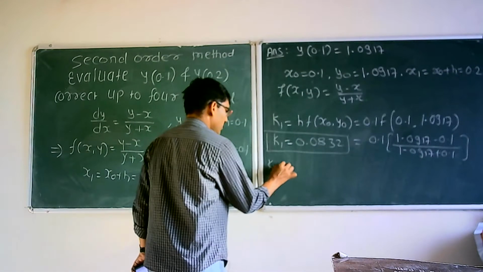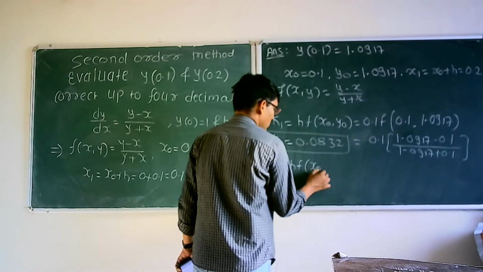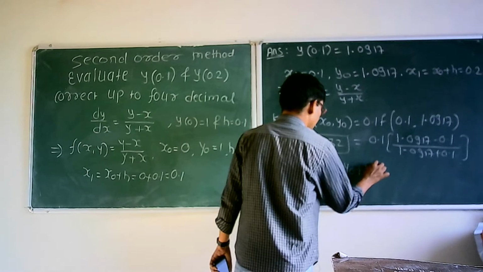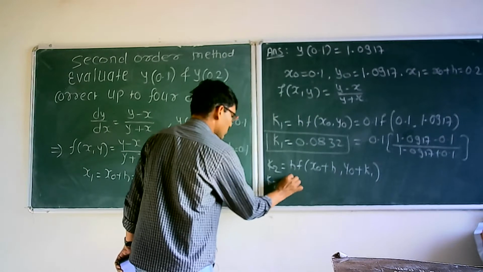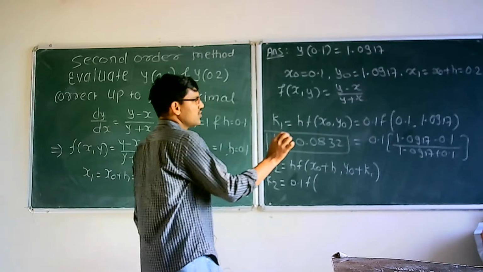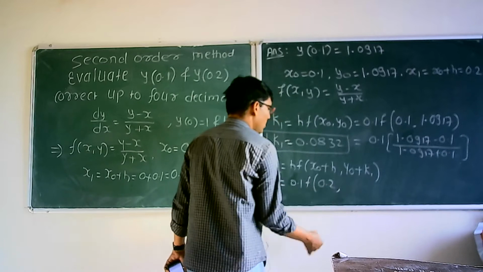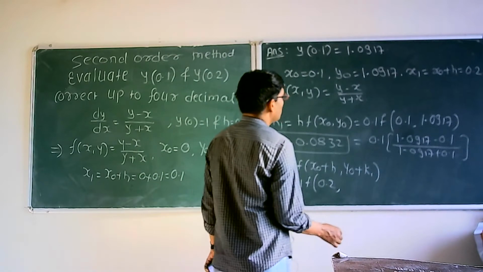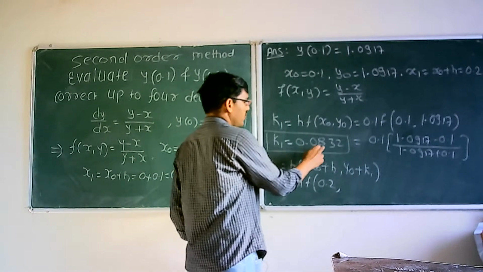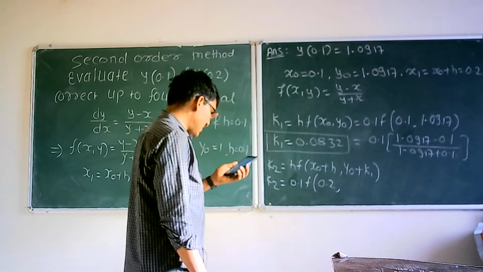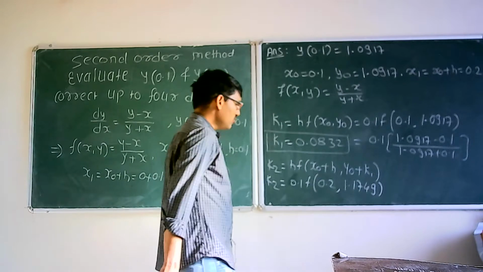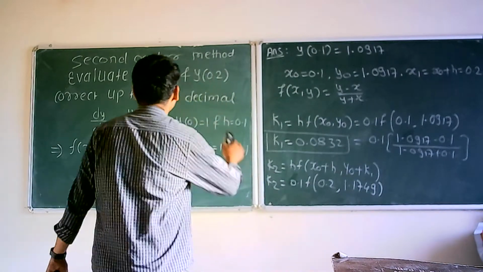Similarly, what is K2? It is h f of (x0 plus h, y0 plus K1). So K2 is equal to h, which is 0.1, f of x0 plus h, which means x1. What is x1 now? 0.2, and y0 plus K1. What is y0 now? 1.0917 plus K1, where K1 is 0.0832. If we add this, it is equal to 1.1749.